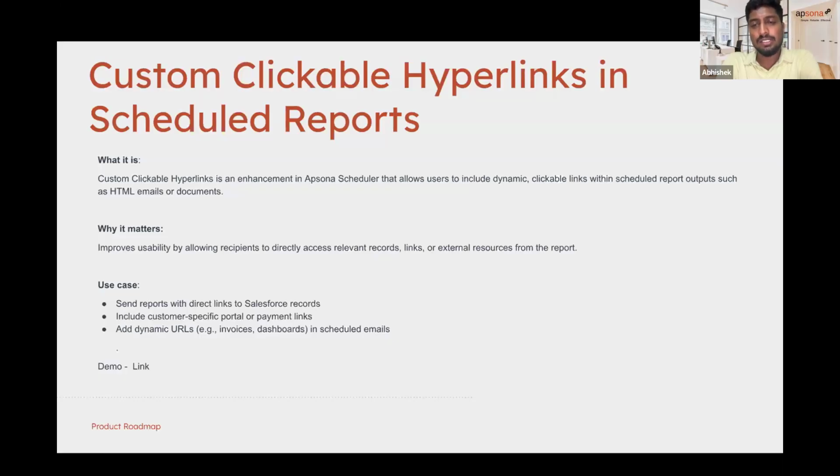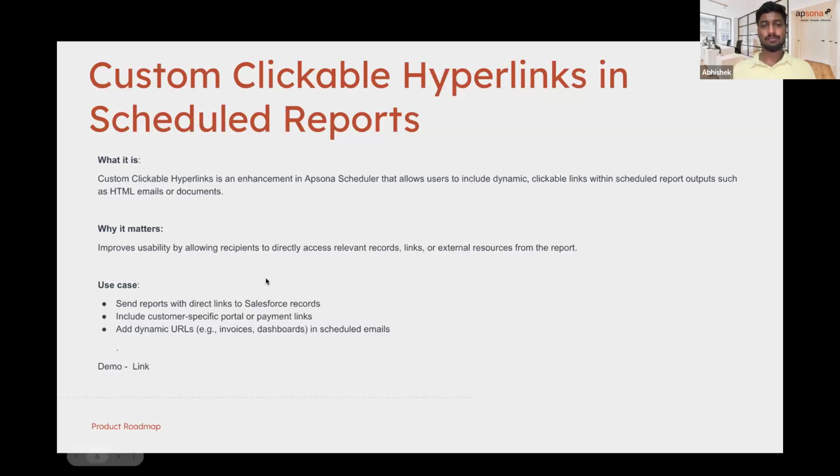So I'll be today discussing how to build a hyperlink using a calculated field, which is a very simple step, which I'll be explaining. After that, how we can use scheduled reports to get these custom clickable hyperlinks. So basically, if we export the reports using the scheduler as a CSV, it usually generates a text value over there instead of hyperlinks. Let's see how we can get dynamic URLs in scheduled emails.